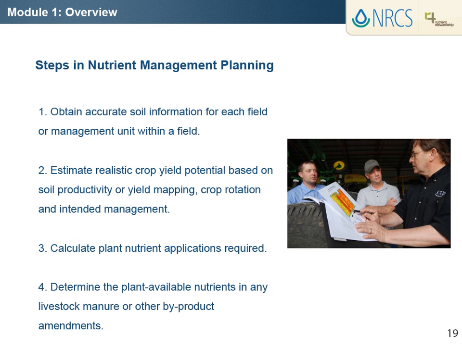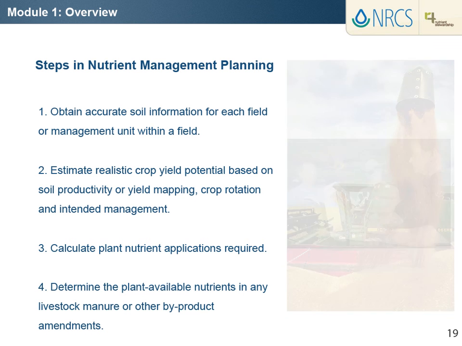Estimate realistic crop yield potential based on soil productivity or yield mapping, crop rotation, and intended management. It is impossible to foretell growing seasons, but average yields over the last 4 to 6 years should provide a reasonable estimate. It is important to be realistic. Calculate plant nutrient applications required.